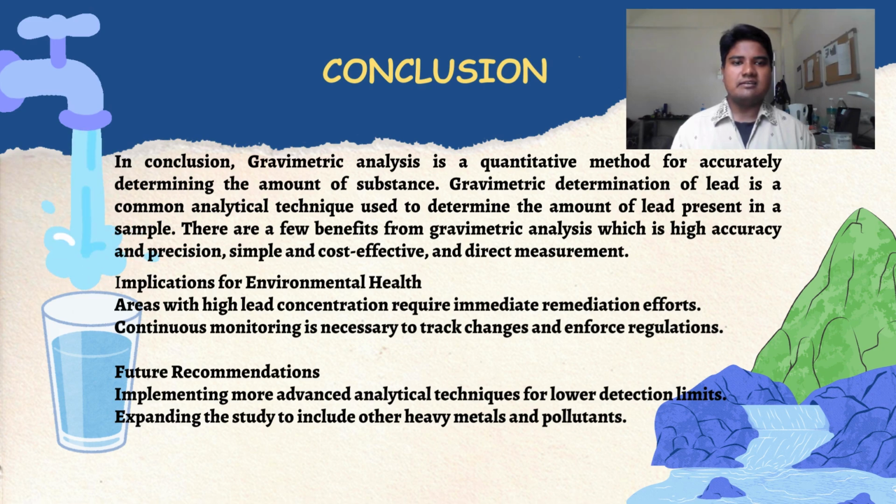Gravimetric determination of lead is a common analytical technique used to determine the amount of lead present in a sample. There are a few benefits of gravimetric analysis: high accuracy and precision, simple and cost-effective, and direct measurements.